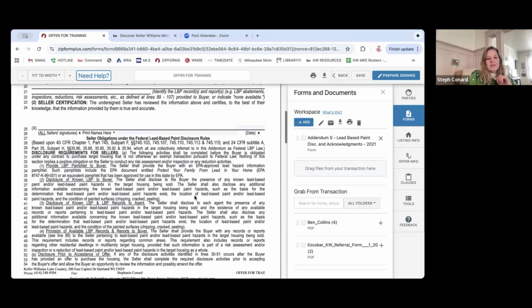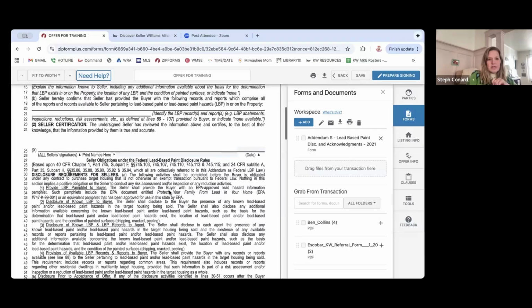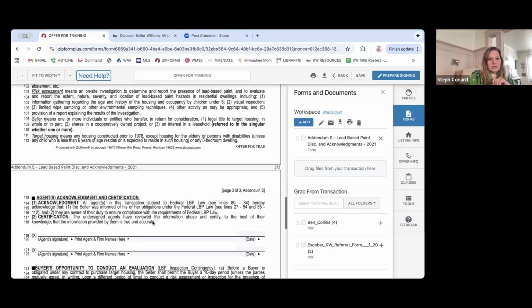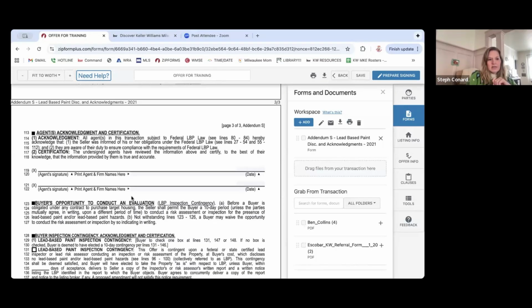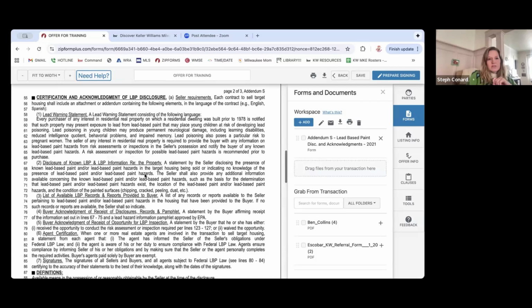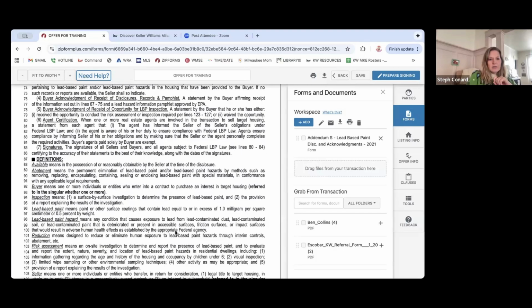All right, so then lines 30 to 54 goes on to describe the disclosure requirements for a seller. After they make their disclosures up above, they're gonna sign on line 25. And then we as agents are going to go down and sign, the listing agent is going to sign on line 119. So the certification acknowledgement of lead-based paint disclosure, so the seller requirements, is continued on these following pages. I'm not going to go through it line by line. It gets through definitions as well.